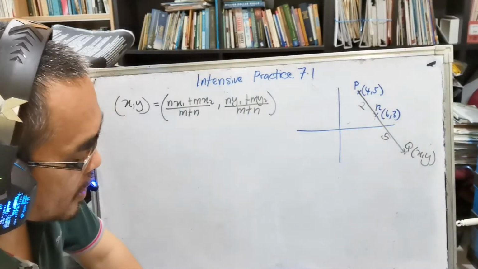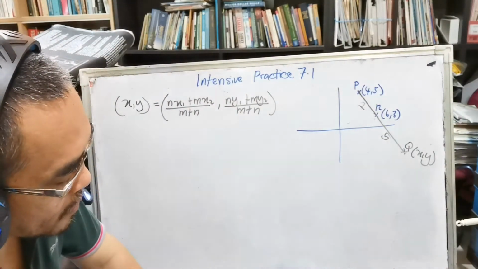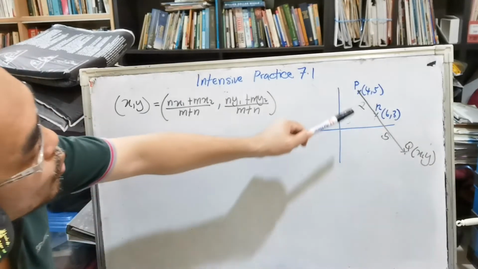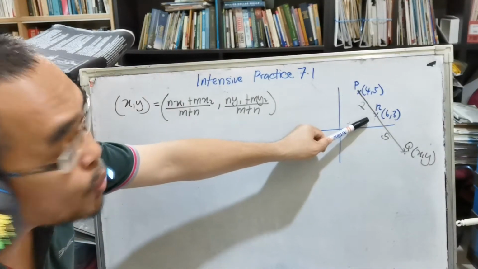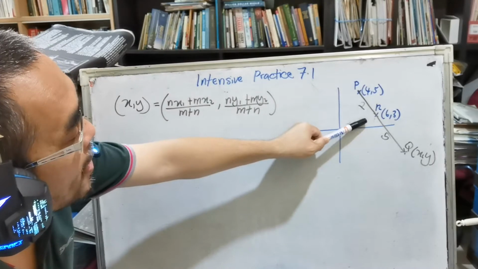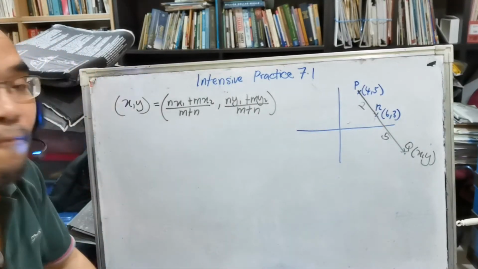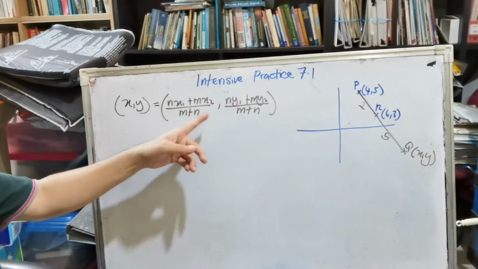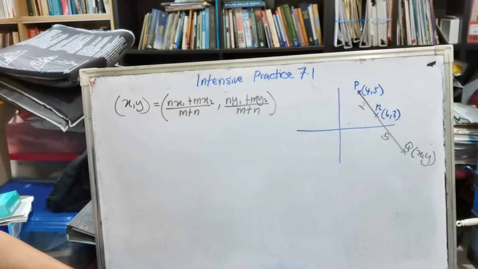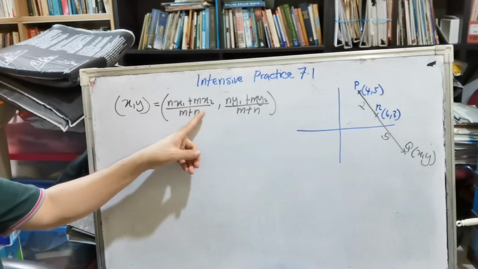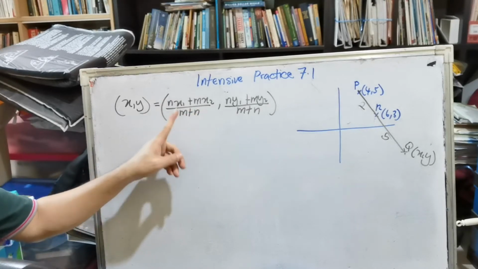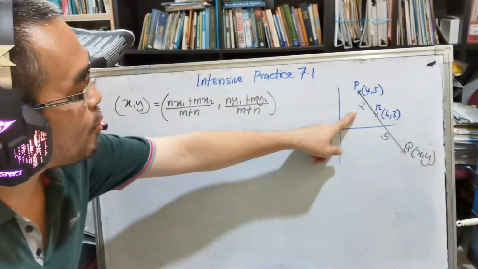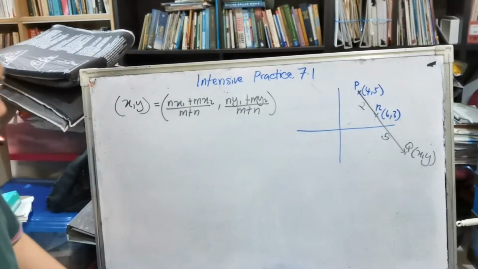Okay, and then it says here R divides the line segment from P to Q in the ratio 2 to 5. So P to R will be 2 parts and R to Q will be 5 parts. Okay, so the formula for the ratio will be (mx2 + nx1) over (m + n). m and n will be the ratio accordingly. So m will be 2, n will be 5.